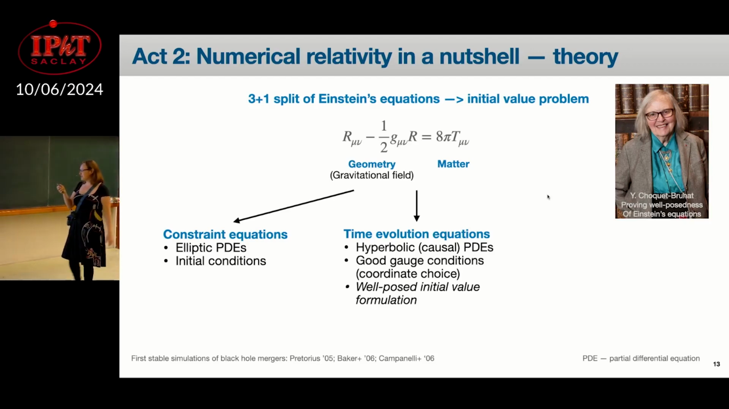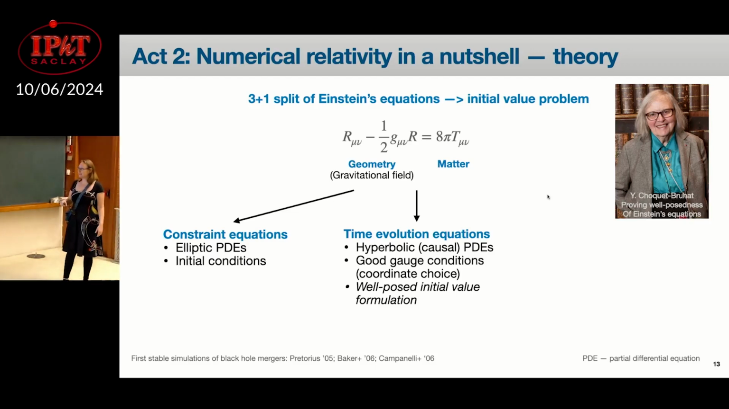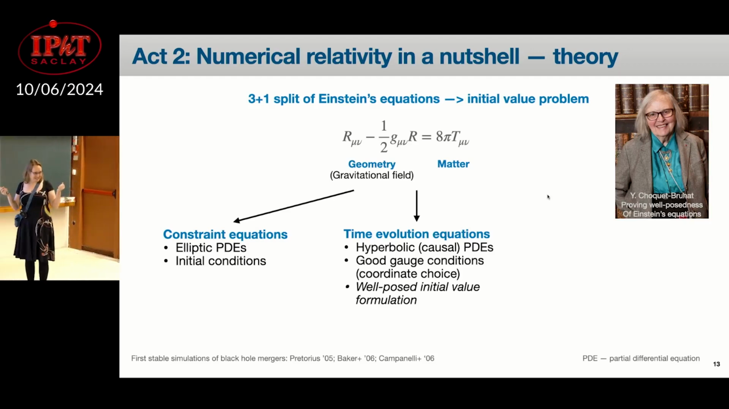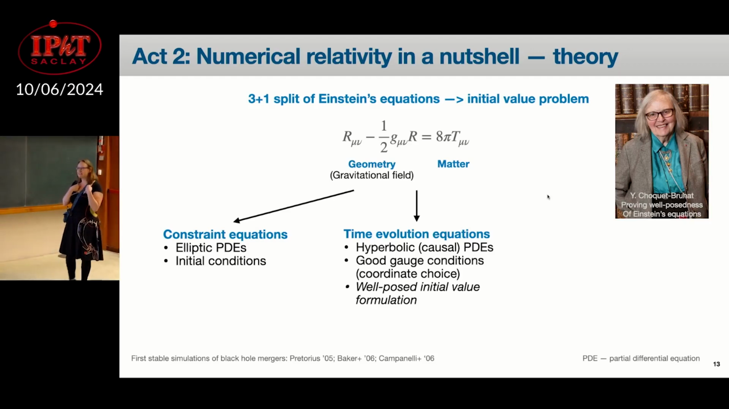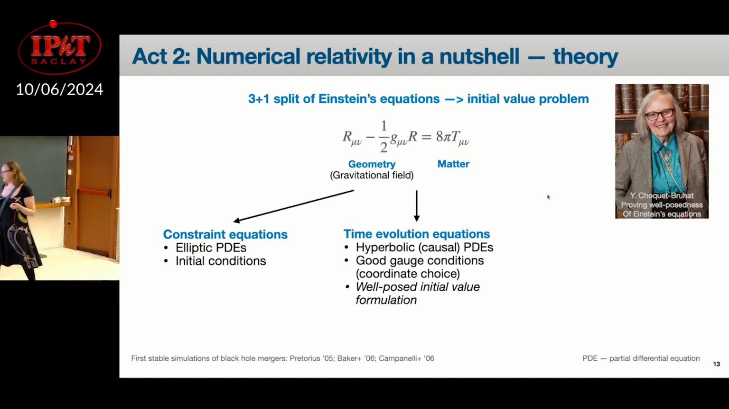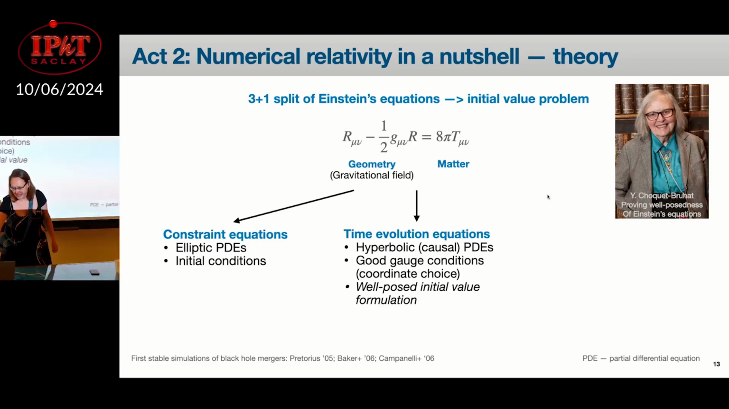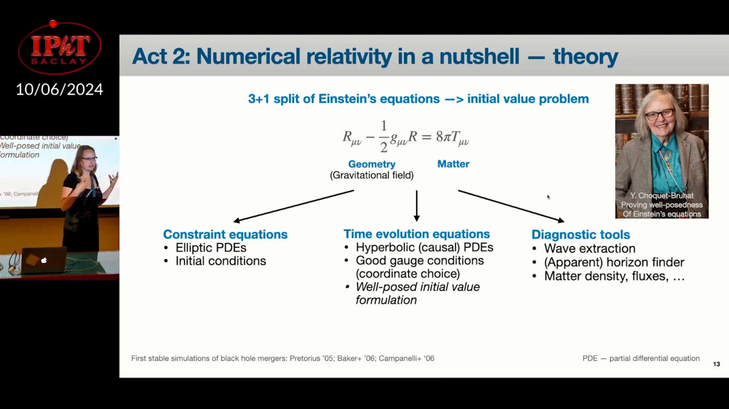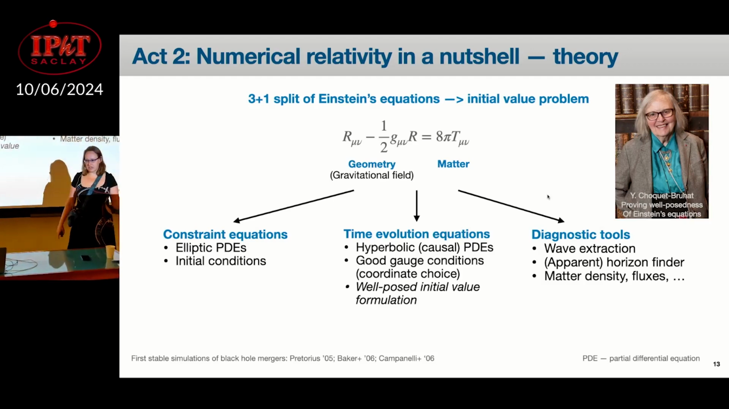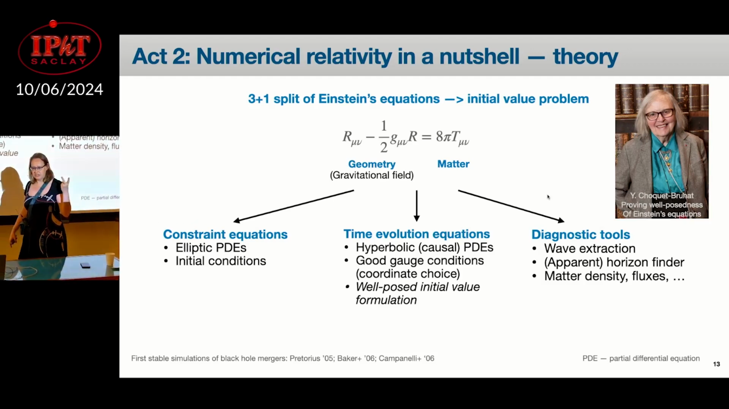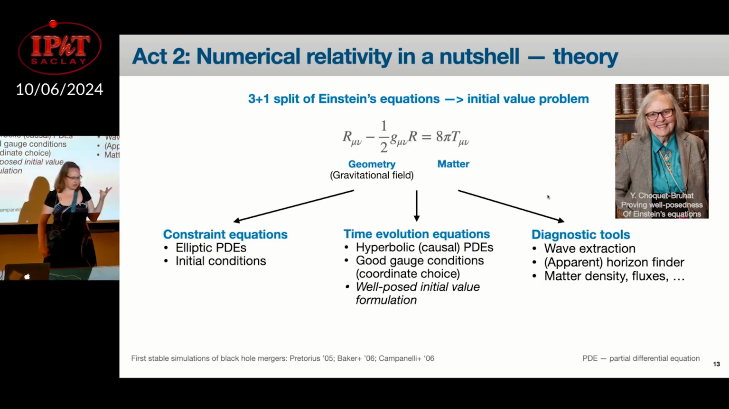And I also show this picture here because not only is Madame Choquet-Bruhat local in Paris, she also turned 100 years old in December. And for me, she is one of the heroes in our field, having proven this in the 50s. Okay, and then the last thing that we need once we have this time evolution formulation is actually thinking about diagnostic tools. How do we extract gravitational waves or other radiation channels? How do we measure properties of our compact objects?